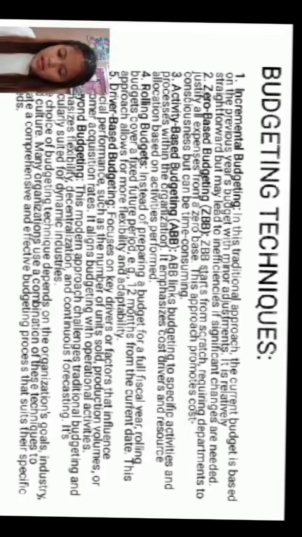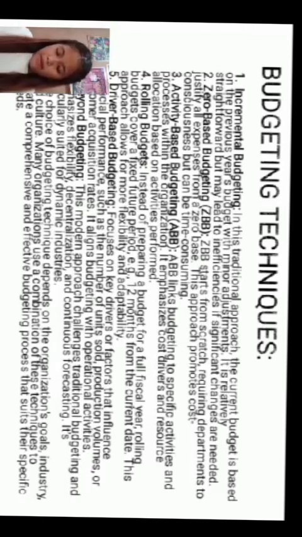Third is activity-based budgeting or ABB. ABB links budgeting to specific activities and processes within the organization. It emphasizes cost drivers and resource allocation based on activities performed. So, there is the activity-based budgeting.